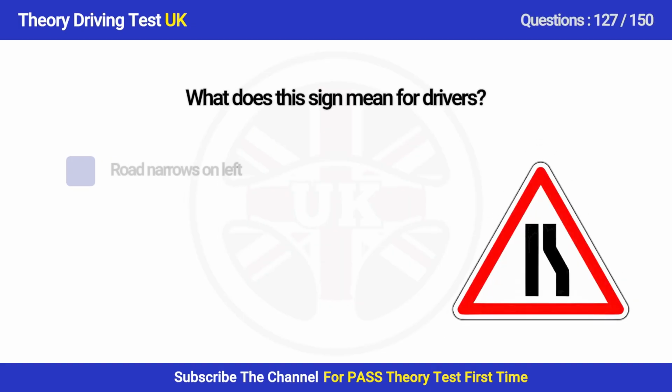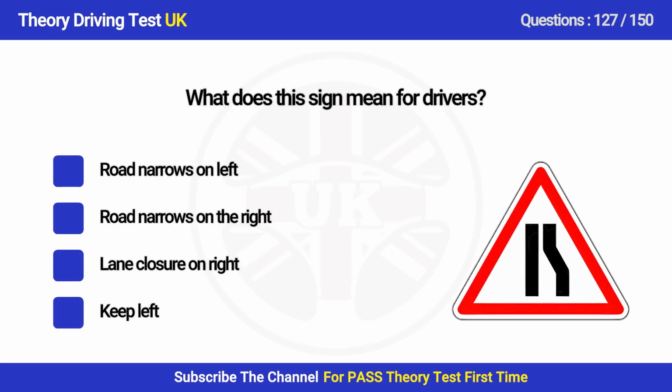Question 127. What does this sign mean for drivers? A. Road narrows on left. B. Road narrows on the right. C. Lane closure on right. D. Keep left.